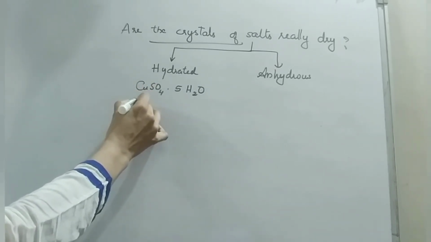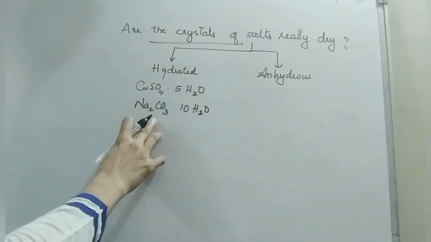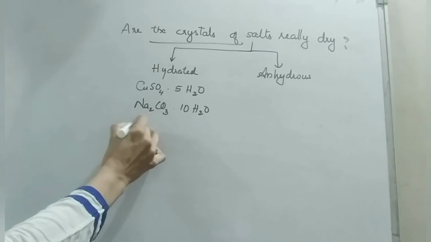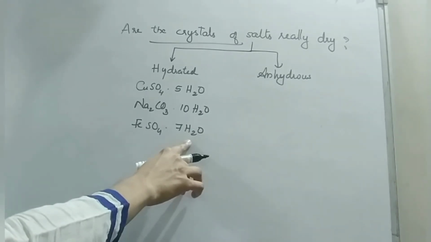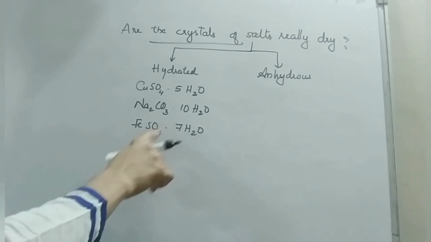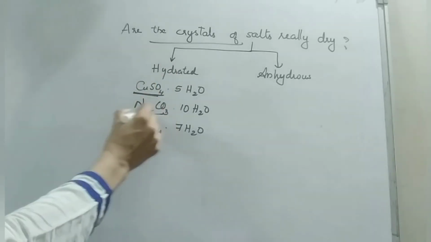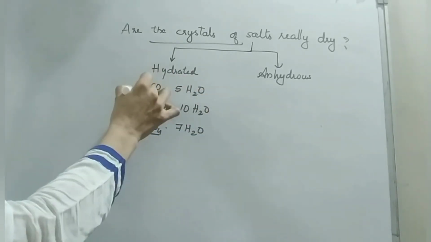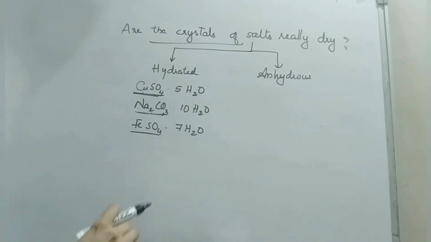It is the same in other cases. Washing soda, Na2CO3 10H2O: the sodium carbonate contains 10 fixed molecules of water of crystallization. Or FeSO4 7H2O: the iron sulfate contains 7 molecules of water of crystallization. This is the chemical formula, and we call it one formula unit. This one formula unit of salt contains 5 molecules of water in copper sulfate, 10 molecules of water in sodium carbonate, 7 molecules of water in iron sulfate, etc.